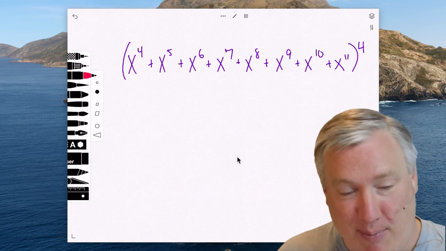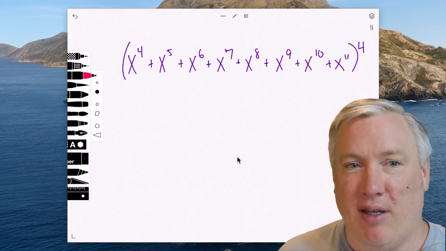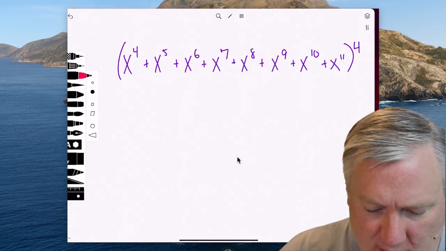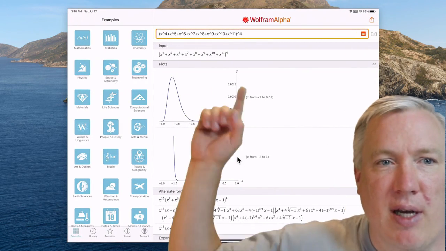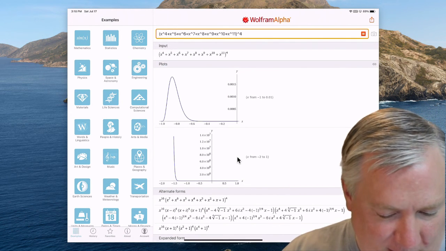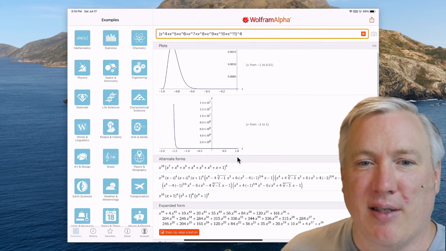In fact, I've got an app on this device. All I do is type it in, hit enter. So I'm going to go over to that. It's called Wolfram Alpha. Here we go. So I typed in the equation. I don't know if you can even read it up there. Unfortunately, I haven't found a way to zoom in on this here.